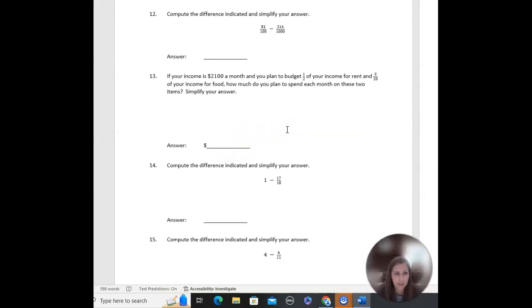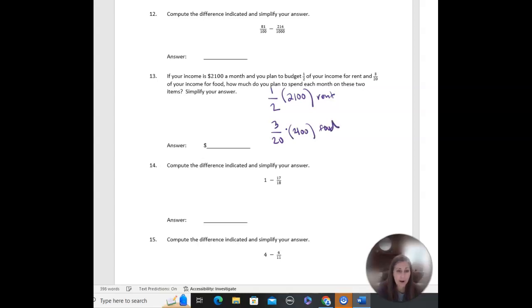Now, let's look at number 13. Again, this class is called Quantitative Literacy Support. So we're talking about reading, math, and this is a great example. Your income is $2,100 a month, and you plan to budget half of your income for rent and half of your income for food. How much do you plan to spend on each of these 2 items? Okay, so we're going to spend half of our income, which is $2,100, on rent, and we're going to spend 3/20 of our income on food.